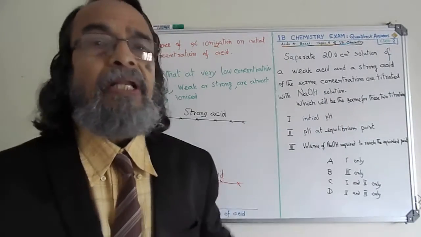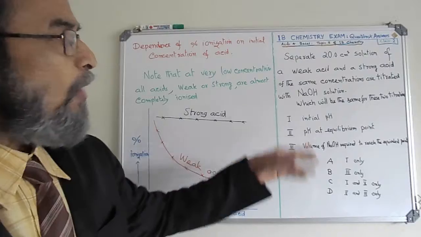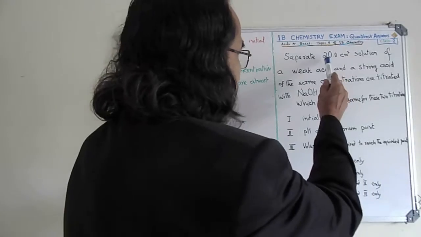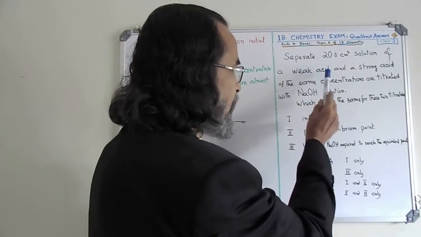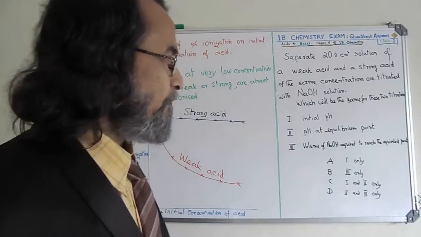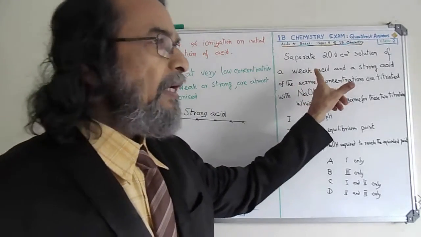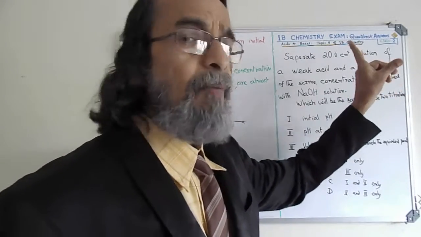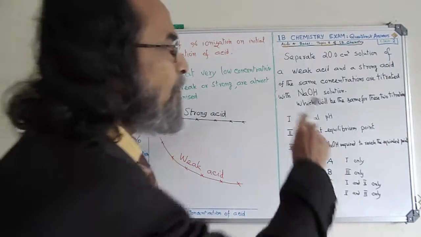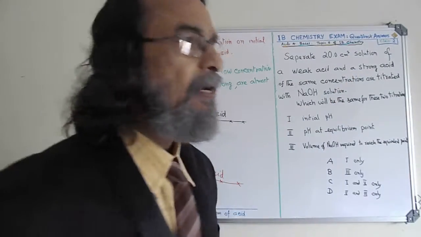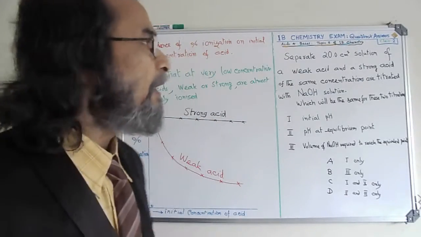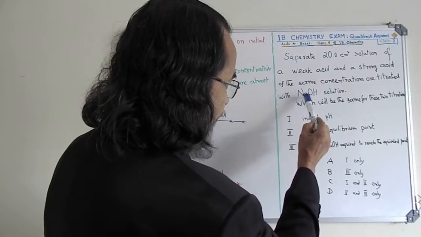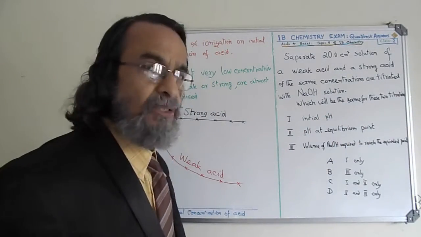For solving such a type of problem, we have to understand that we are using the same concentration of weak acid and strong acid solutions. Weak acid means not completely ionized, and strong acid will be preferably completely ionized. They have the same concentration, but the percentage of ionization will be different. In that situation, we are using the sodium hydroxide solution, which is a strong base.